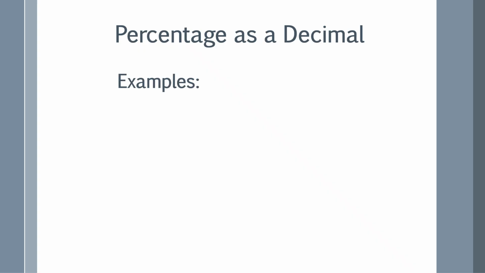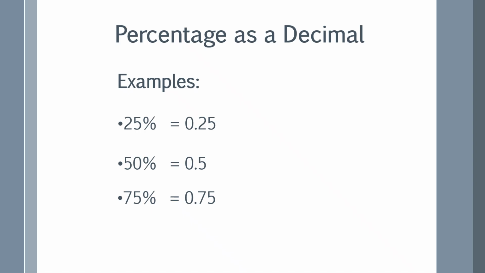For example, 25% is 0.25. 50% is 0.5. 75% is 0.75. And 100% is 1.